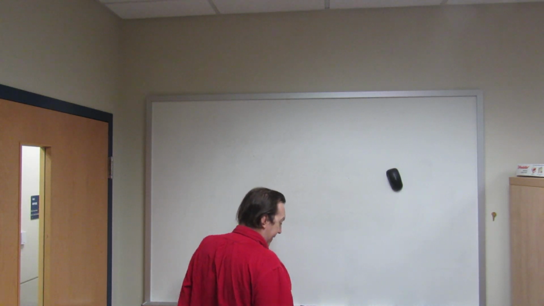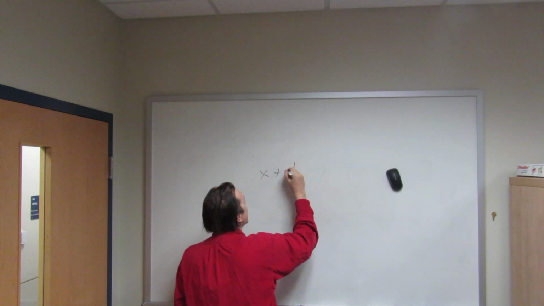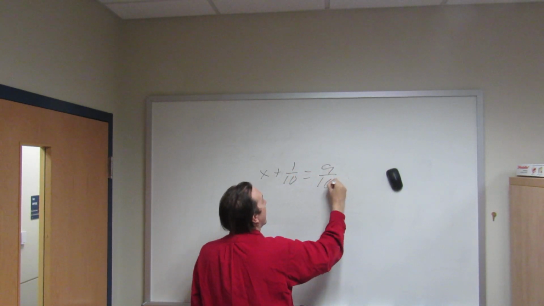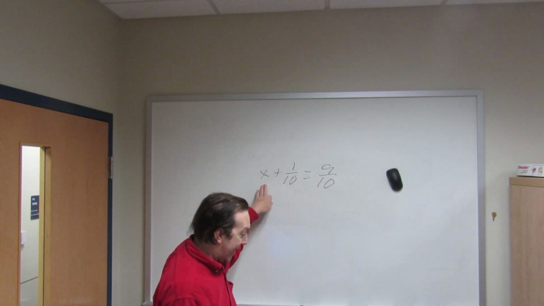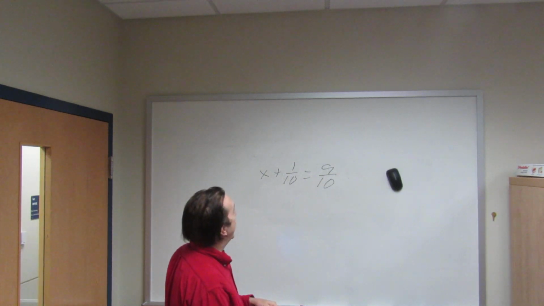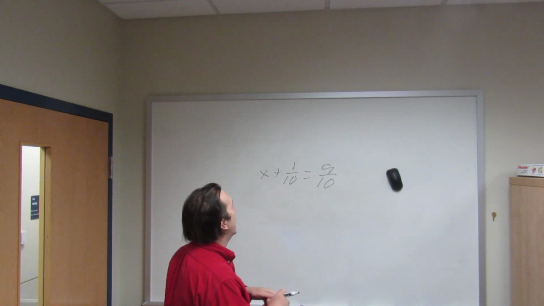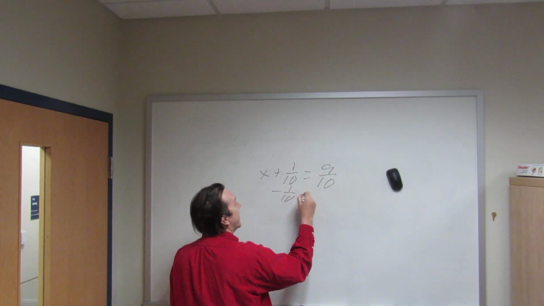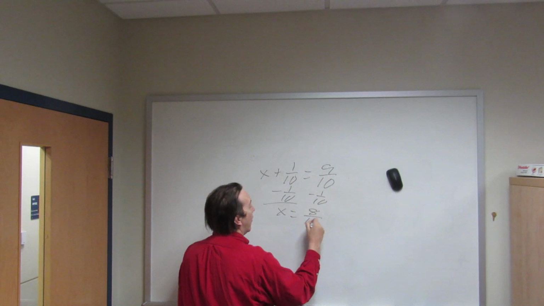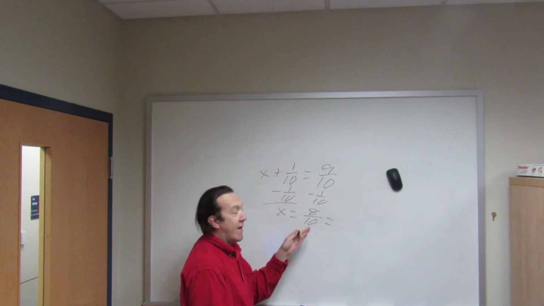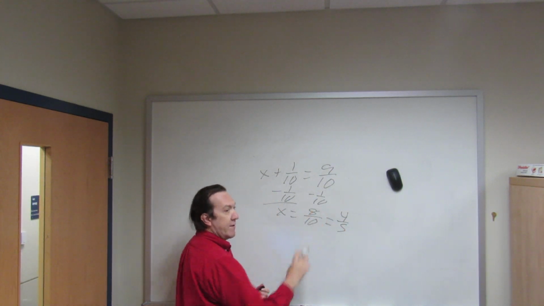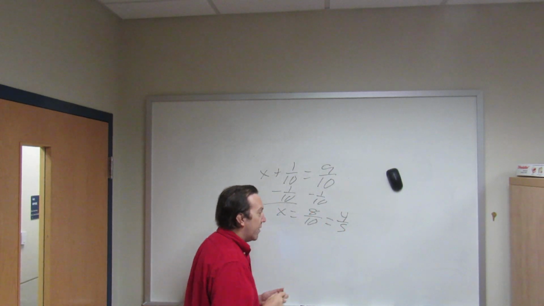Let's say you have x plus 1 over 10 equals 9 over 10. All you have is an x here. And both of these have the same denominator, so just subtract 1 over 10. You have x equals 8 over 10. You have to simplify that so that it is 4 over 5. To simplify, divide by the greatest common factor.